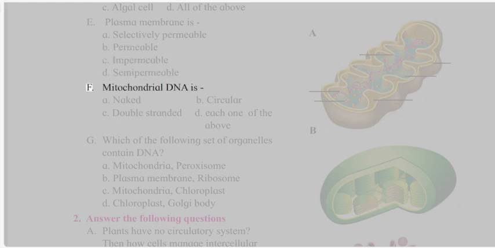C. Impermeable, D. Semi-permeable. F. Mitochondrial DNA is: A. Naked, B. Circular, C. Double-stranded, D. Each one of the above. G. Which of the following set of organelles contain DNA? A. Mitochondria, peroxisome, B. Plasma membrane, ribosome, C. Mitochondria, chloroplast, D. Chloroplast, Golgi body.